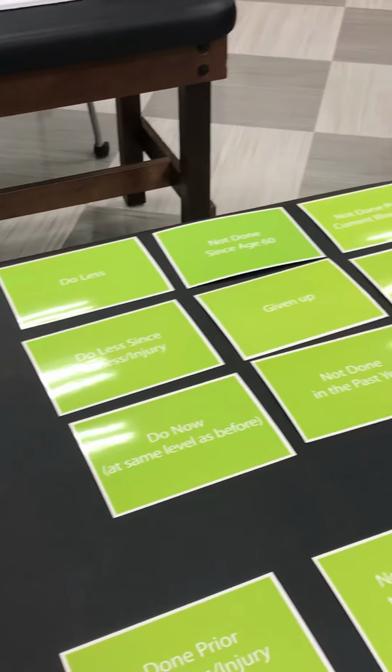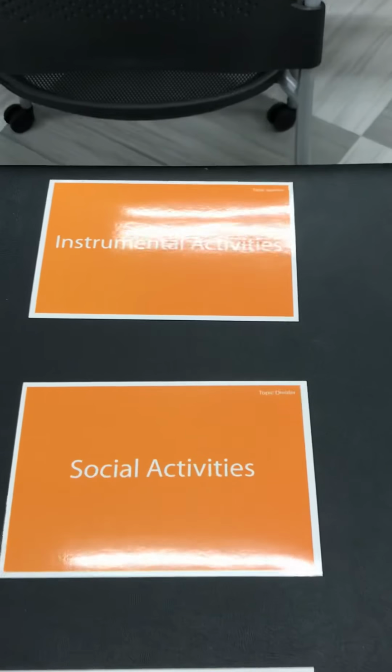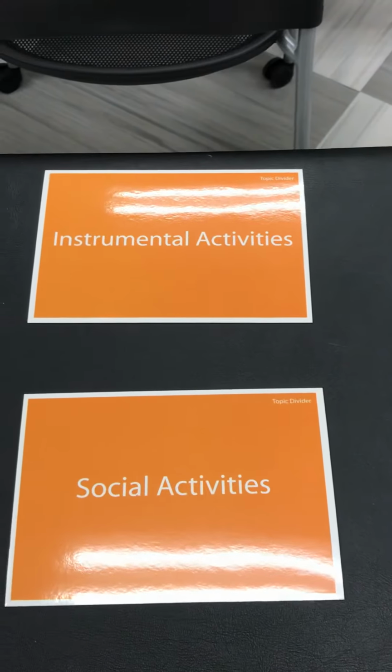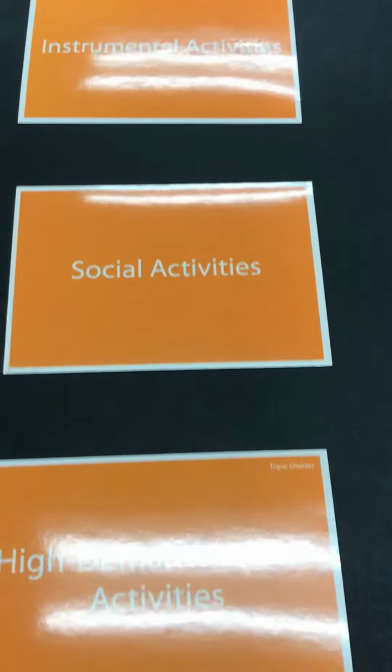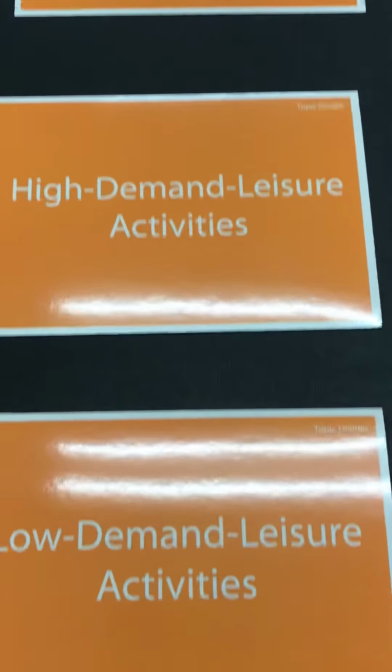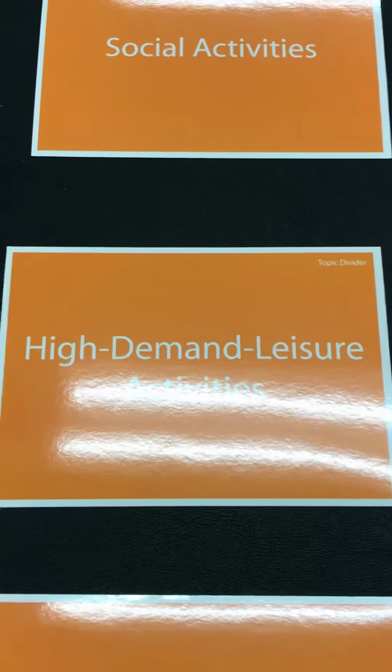The activity card sort consists of 89 photographs depicting activities that fall into 4 categories. The 4 categories are: number 1, instrumental activities, those necessary to maintain self and property. Number 2, leisure activities that do not demand high physical strength or endurance. Number 3, leisure activities that require physical endurance. And number 4, social activities.